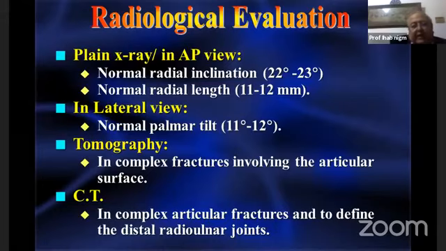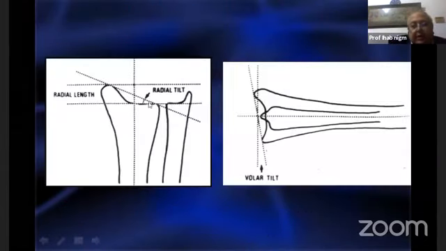Tomography and CT scan are important to give further information about the articular surface, the displacement of the fragments, and the affection of the inferior radioulnar joints. This is how to measure the radial inclination, the radial height, and the palmar tilt.